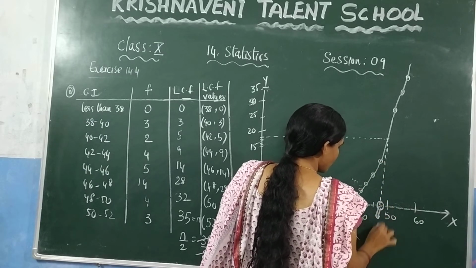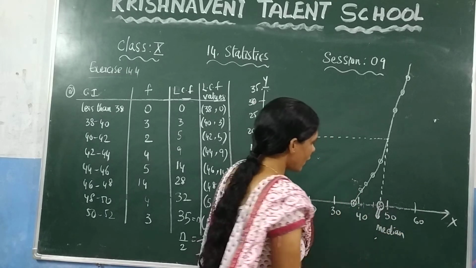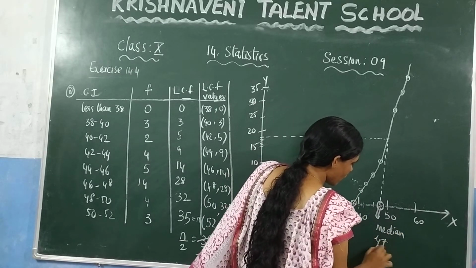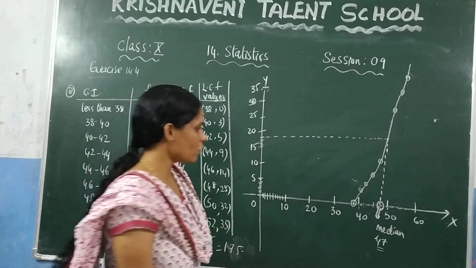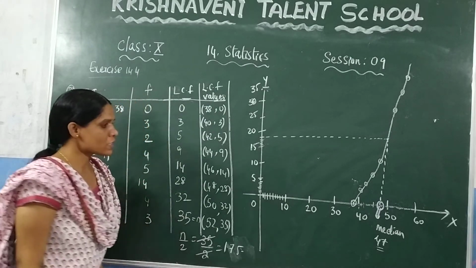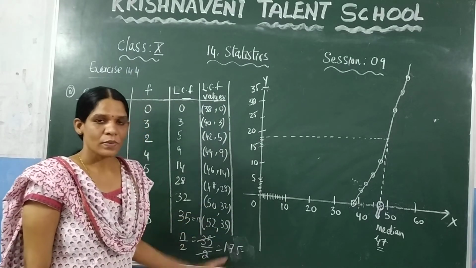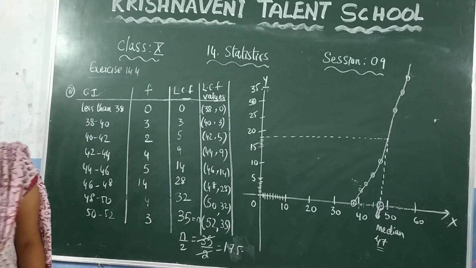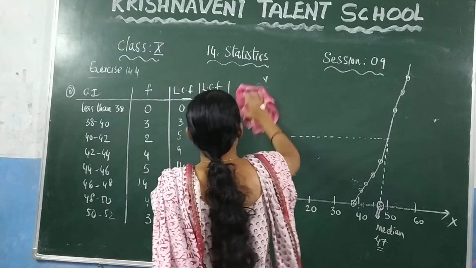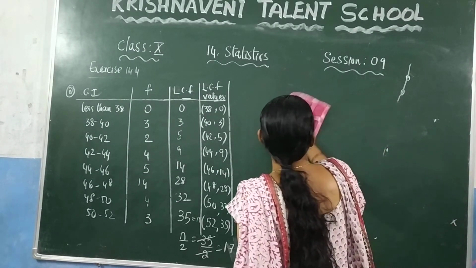So this is the value of the median, which is around 47, like that. Around 46 point something, 47, you are getting the value of the median. Now they asked in the program whether you are getting the same answer by applying the formula also. We will check it. So let us check what you will get for the value of the median by applying the formula.